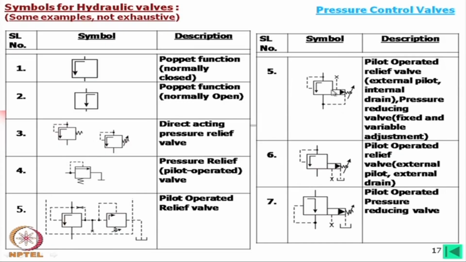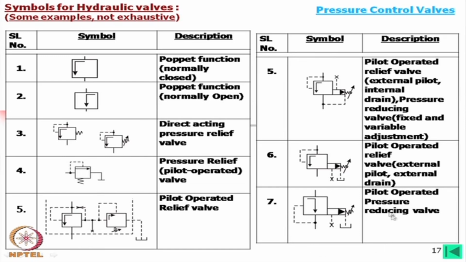Now, what is the difference between this and that? In that case, it is a pilot operated relief valve, external pilot, external drain. You see, there is no line from the downstream. So, this is a relief valve, and it looks alike, the only thing is this line is not there. External pilot is there as well as external drain.